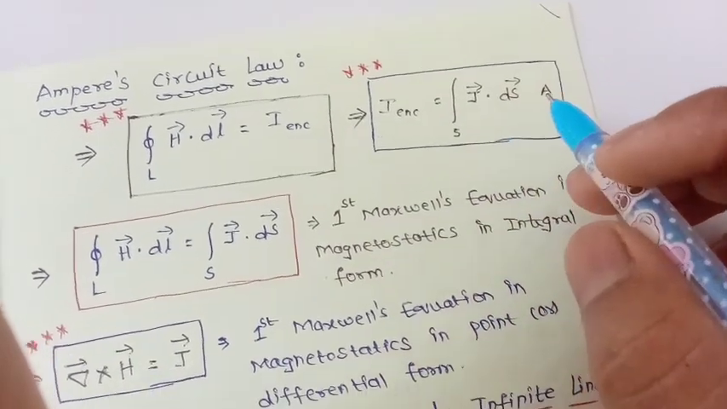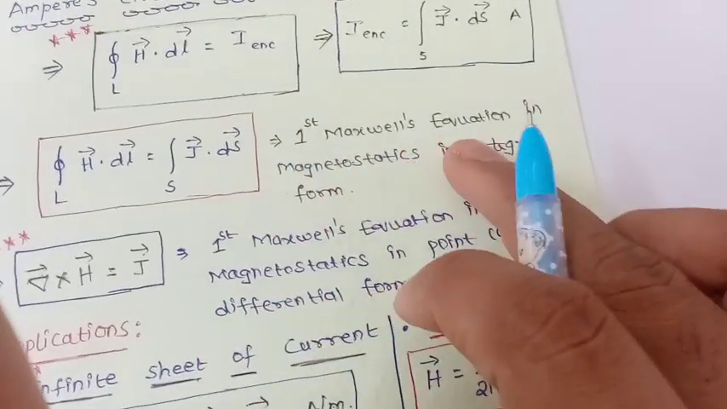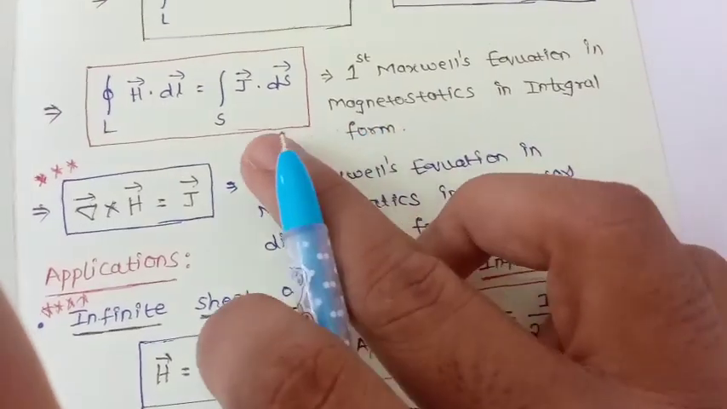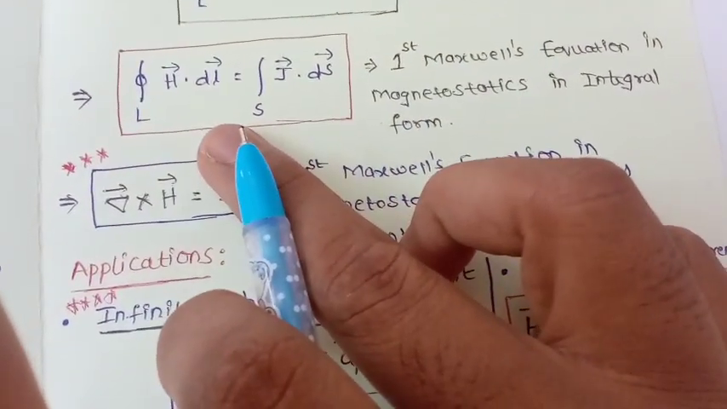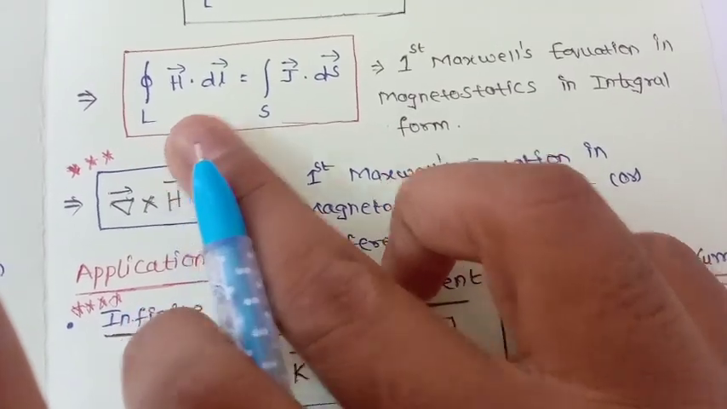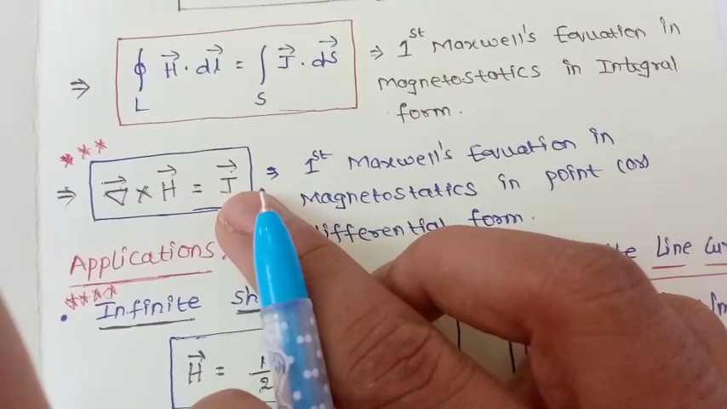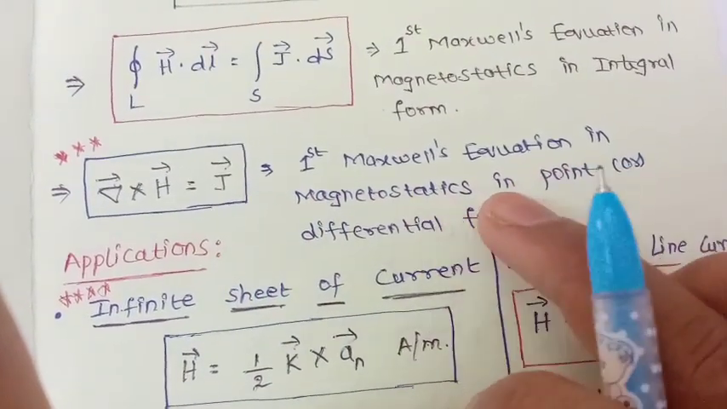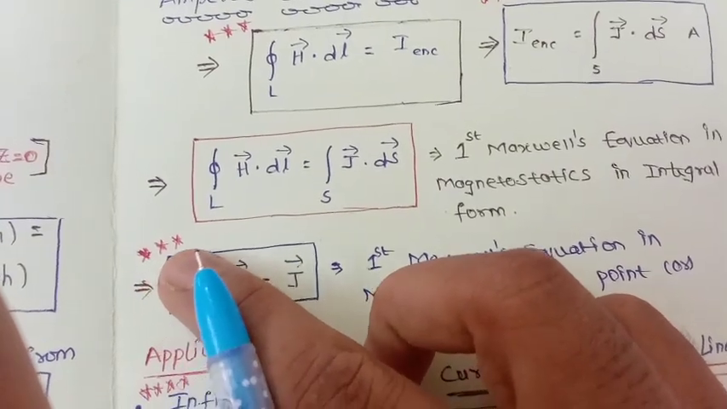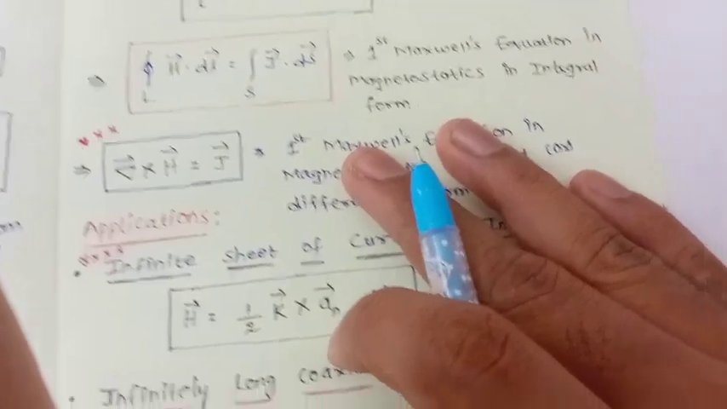Now if you equate these two, then it becomes the first Maxwell's equation in magnetostatics in integral form. Is it clear? Now by applying Stokes theorem, it will convert the line integral to an open surface integral. By equating these two, we have the point form of the first Maxwell's equation in magnetostatics. Remember once again, there is a star notation, therefore these types of formulas are very important in the problems.